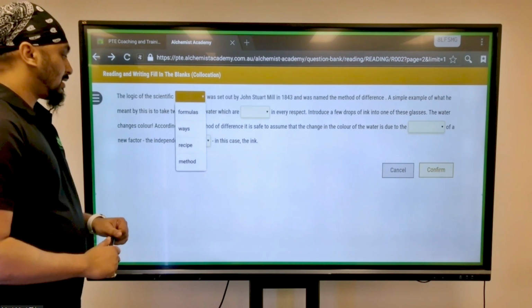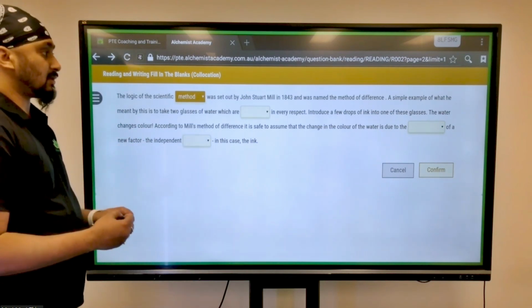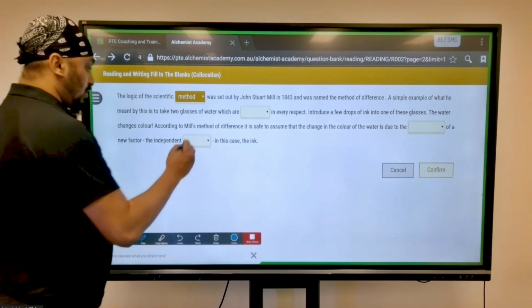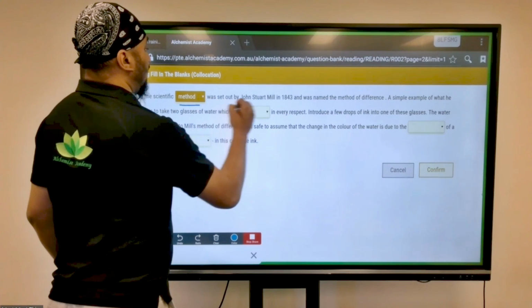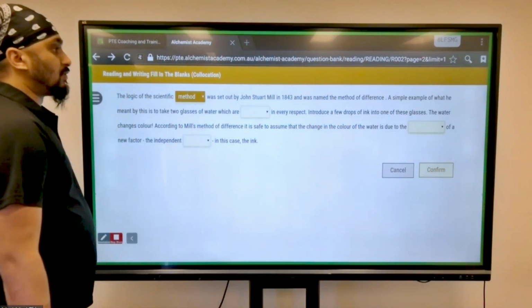Ways, not really. Recipe, we're not cooking something. I'll go with method, the scientific method. Again, I've already mentioned this several times before. If you guys look at it, the hint is kind of given in the passage. All right. Now let's have a look at this.